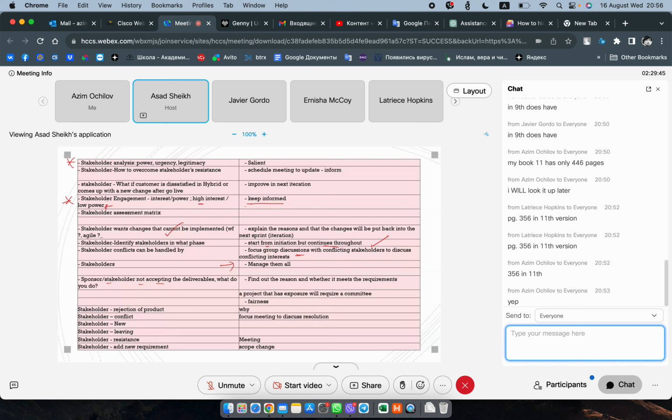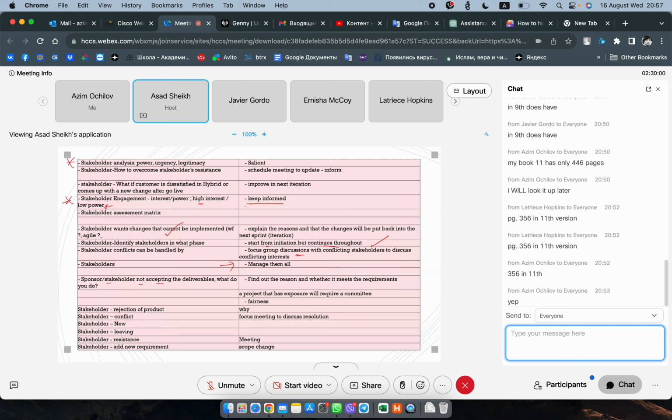So if somebody doesn't like what you have built, but the team has built from the design that came from the requirements, first you have to ask them why you don't like the deliverables, then you go back to the requirements.